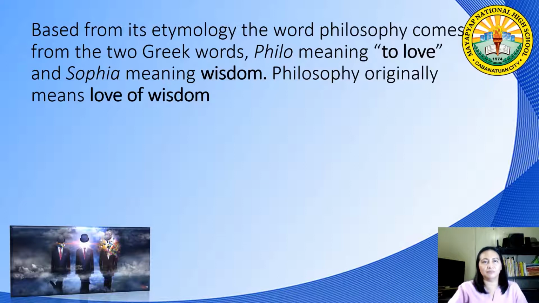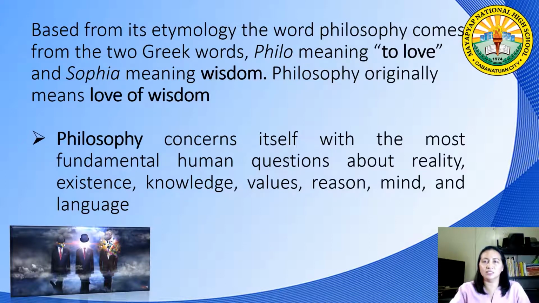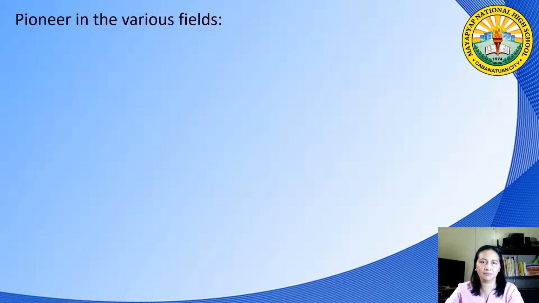So let us now discuss the meaning of philosophy. Based from the origin or its etymology, the word philosophy comes from the two Greek words. These are philo, which means to love, and Sophia, which means wisdom. Philosophy originally means love of wisdom. So it concerns itself with the most fundamental question about reality, existence, knowledge, values, reason, mind, and life.